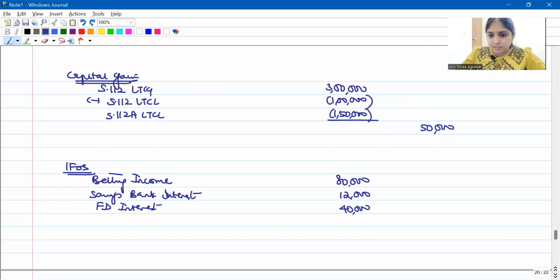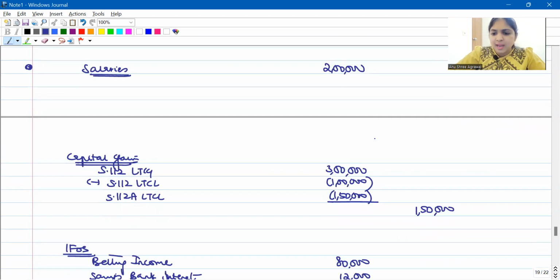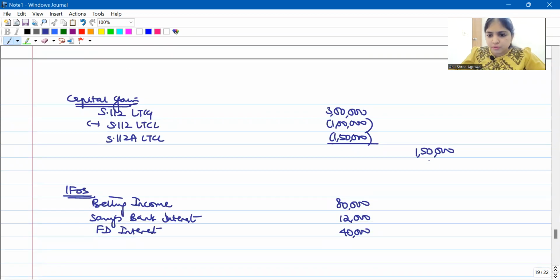How much can I adjust? I have 1,90,000, at least 1,50,000 I can adjust over here. No, I have 50,000 only left, right? Out of 2,50,000, I have only 50,000 left. So loss from house property, at least 50,000 I will adjust over here.